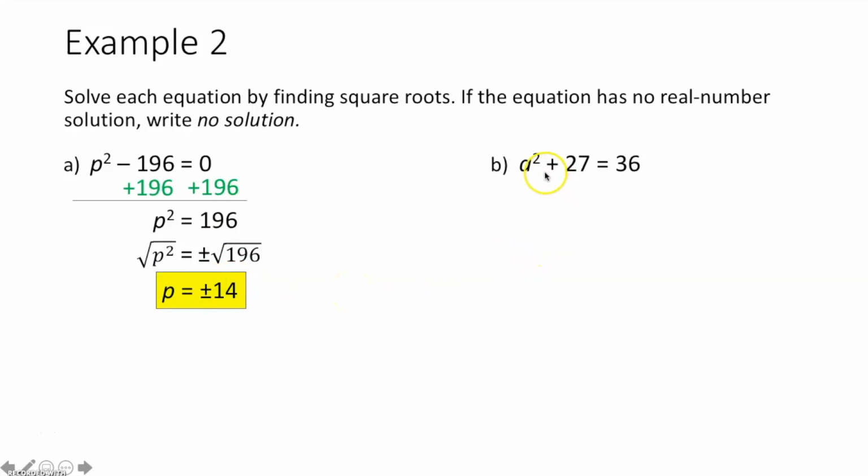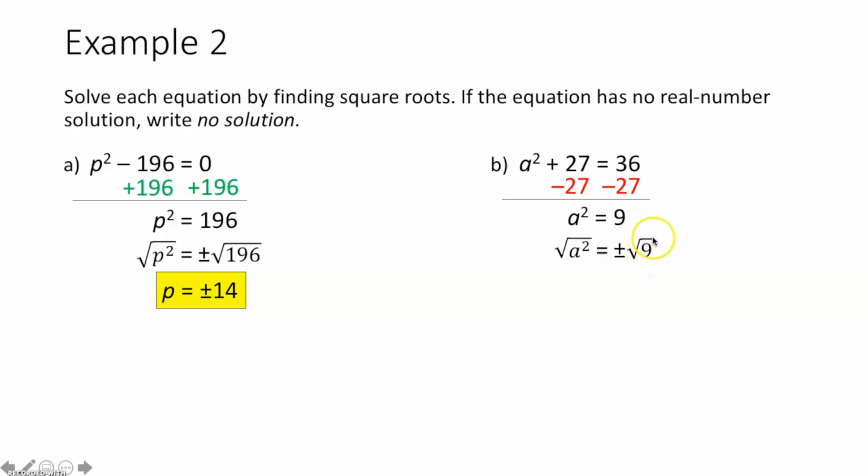Same thing here. In order to get a by itself, I want a. That's what I'm solving for. So I subtract this 27 to the other side. These cancel out, and over here, what's 36 minus 27? That's 9. So now I can solve this by taking the square root of both sides. Remember, anytime I take the square root of a variable squared, these are going to cancel each other out, and over here I have to put a plus or minus. Now what's the square root of 9?